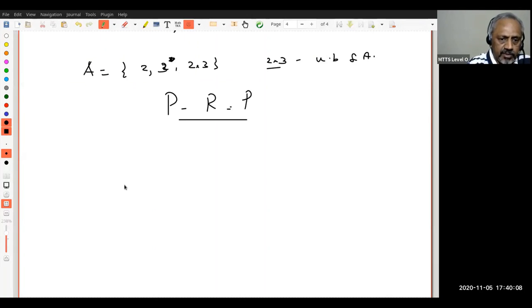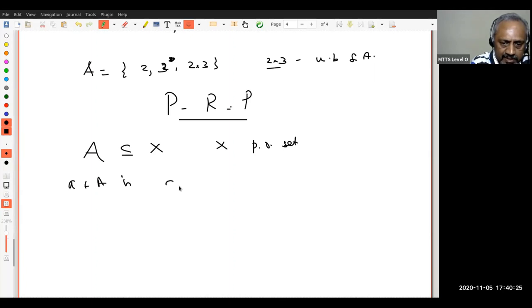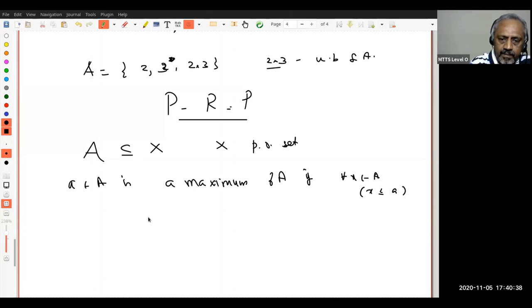So now next we want to look at another definition. Let A be a subset of X, a partially ordered set. I say a in A is a maximum of A if for all x in A, I have x is less than or equal to a. Do you understand that? So what is important here? That a must be an element of A.